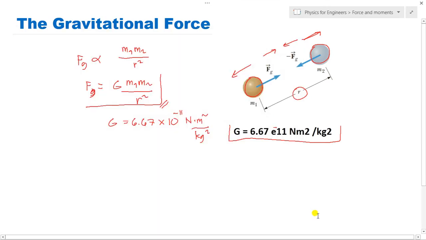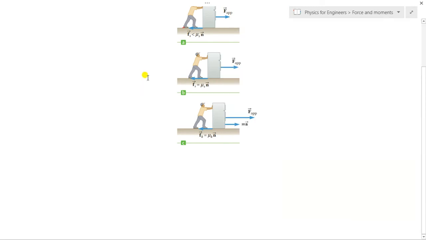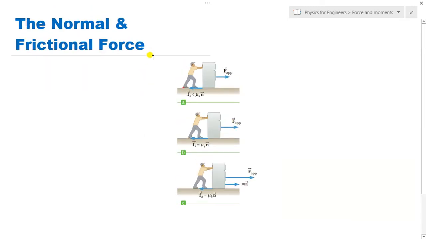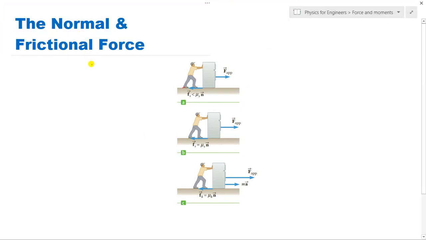So in your subject, let's jump to the normal and friction force. For the normal and friction force, I think you already know the normal force. The normal force is a force that acts perpendicular to our surface. This normal force can be used in order to solve for our frictional force.